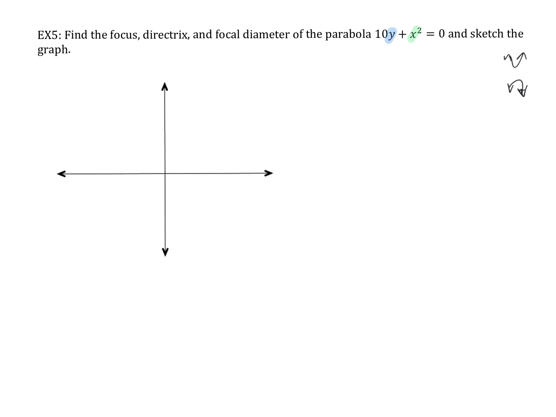Alright, let's go ahead and get this in the right format to be able to find everything. So getting x squared by itself, that's going to be negative 10y. Okay, as usual, we know we need to find our p-value. So to find the p-value, we're going to go ahead and write finding p.